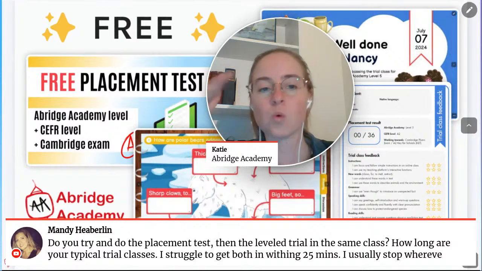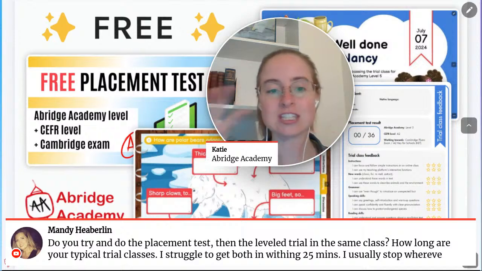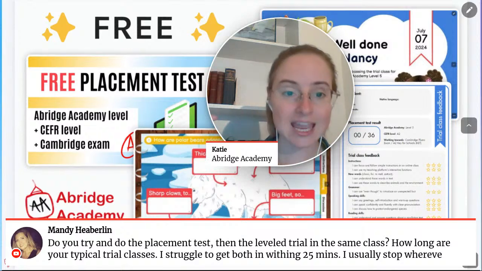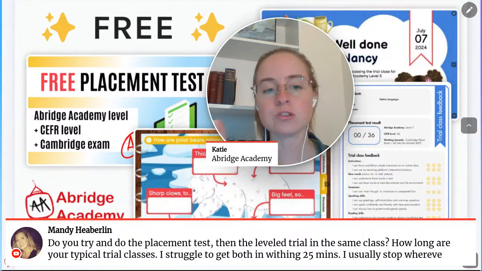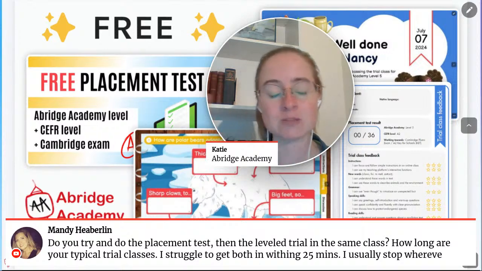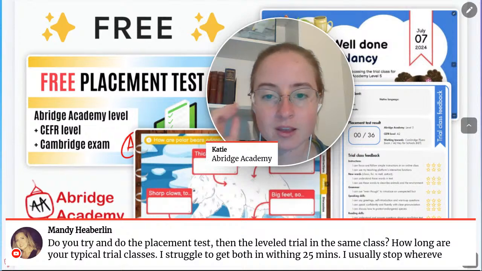So if you don't have time to do all of the consolidation activities or the extension type stuff, you can just jump to the end much more quickly. So you can shorten the trial class to even 10 minutes' worth of content if you haven't allowed enough time or your placement test overran a bit. But yeah, it takes practice.